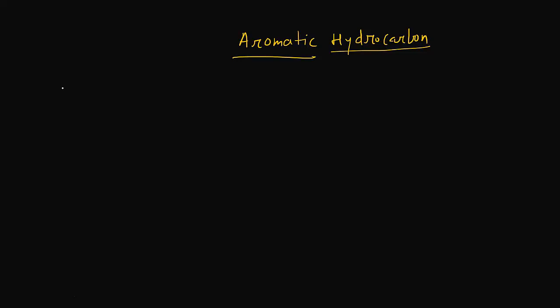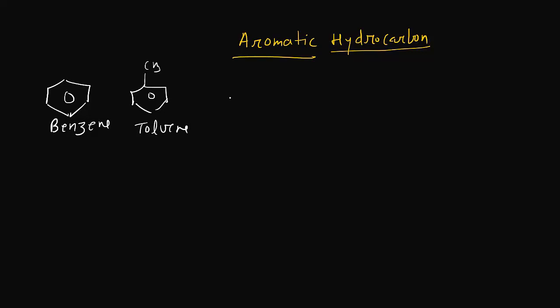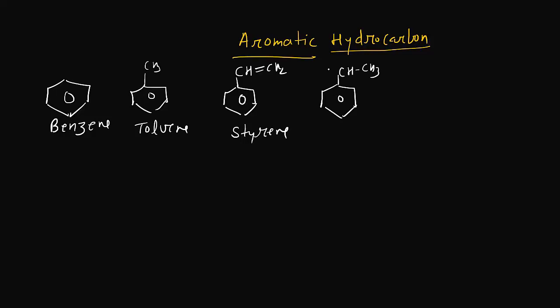In aromatic hydrocarbon, we study preparations and properties for benzene. Let me write a few aromatic hydrocarbons. Benzene, then we have toluene. Naphthalene. We'll write. Then, this is styrene. Then we have cumene, a very special compound. Cumene is actually used to prepare phenol.